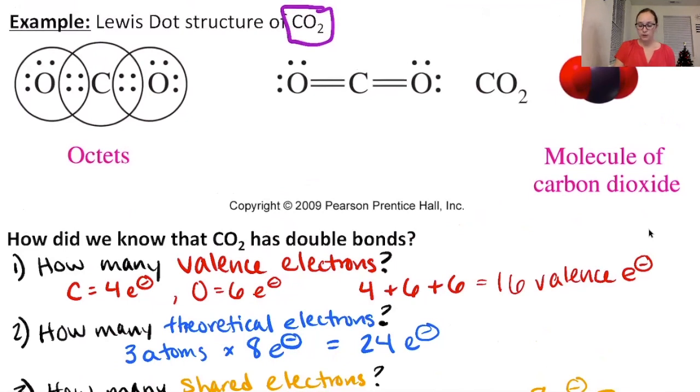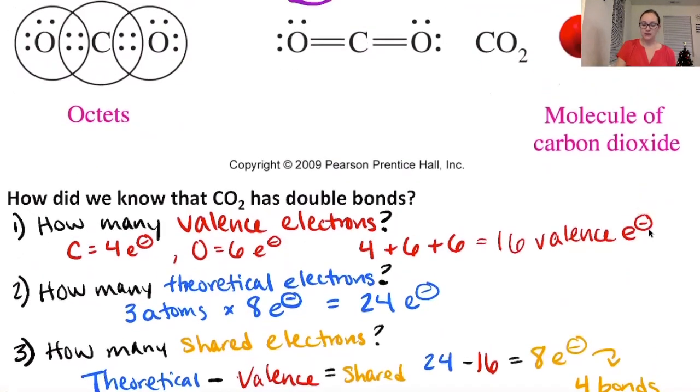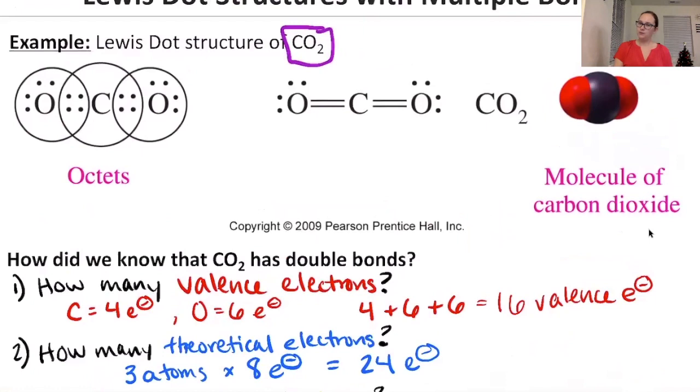So now, once you've calculated how many bonds you need, then you just need to put the puzzle together in terms of how am I going to fit everything together in order to get 4 bonds and everything to have a full octet.